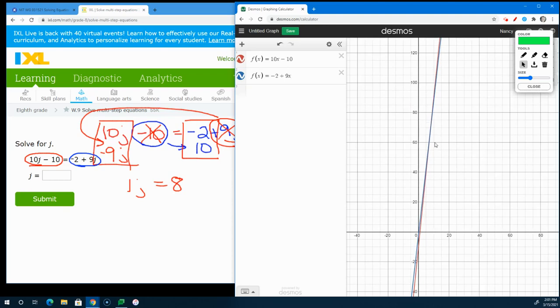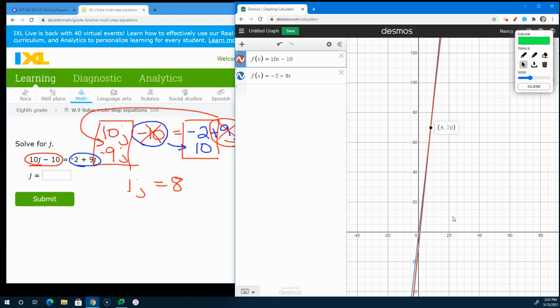I just need to move it around a little bit, click over here somewhere, and it will show me where they intersect. And again, my first value, remember you don't look at the second one. This is called the x value. We're looking at the x value, and it was 8, and we got 8 over here.